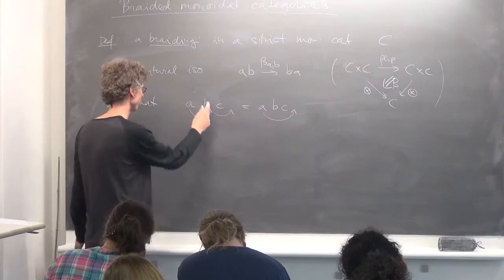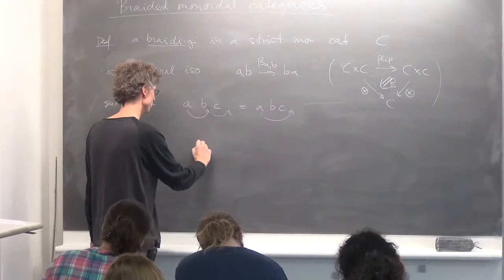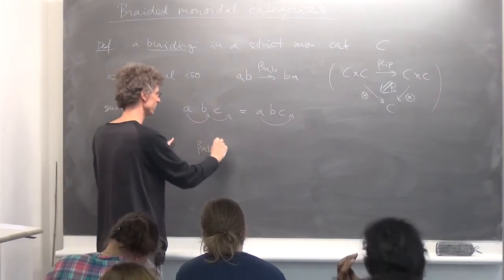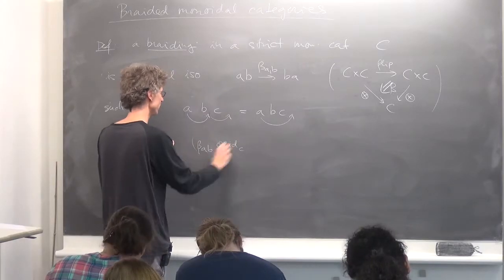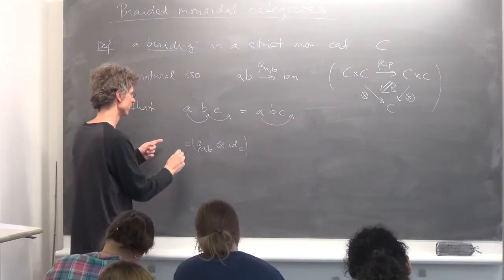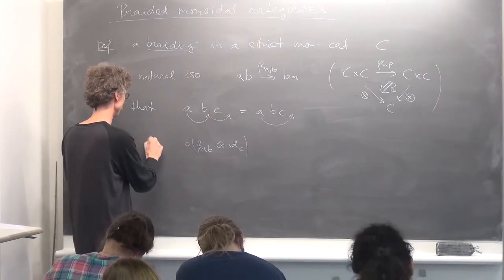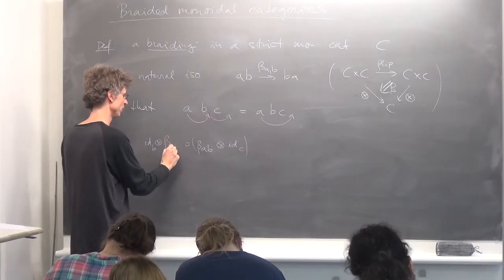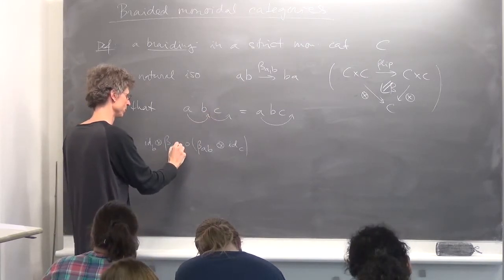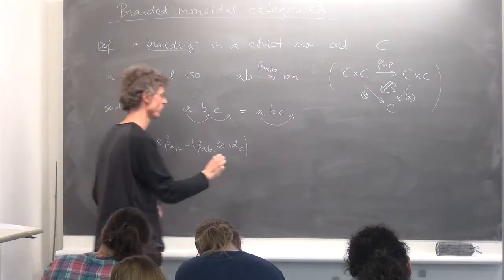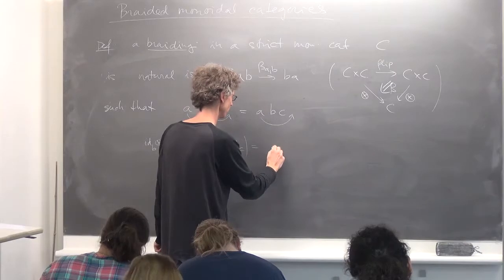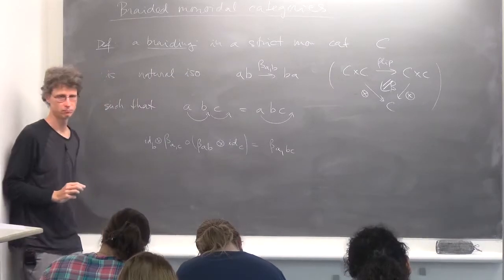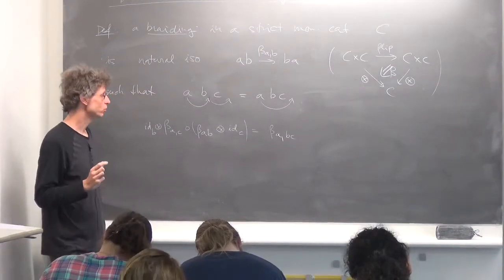So jumping like this should be the same as taking A and jumping over BC in one turn. What does it really mean? It's beta AB, and I don't touch C, so tensor identity on C, composed with identity on B tensor, and I jump with A through C. And this thing should be the same as beta A comma BC. This is the requirement. This is one of them.